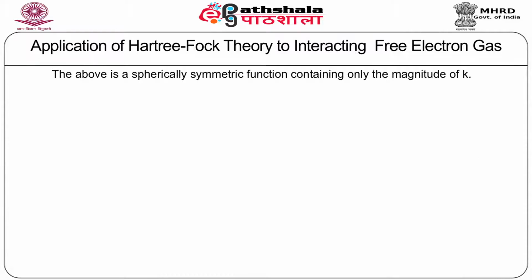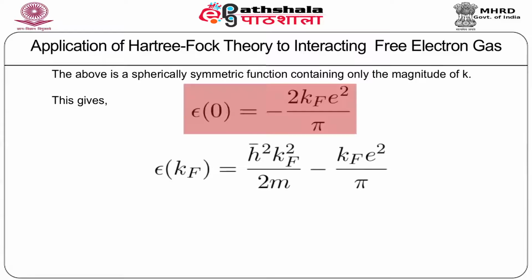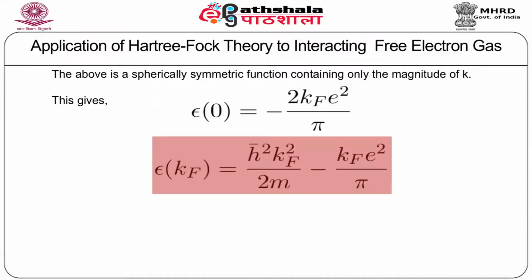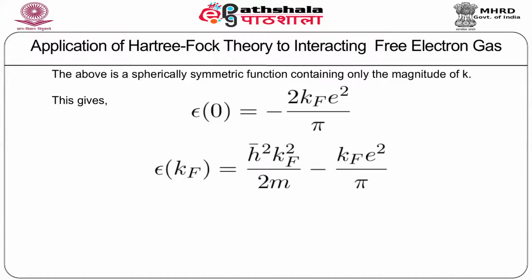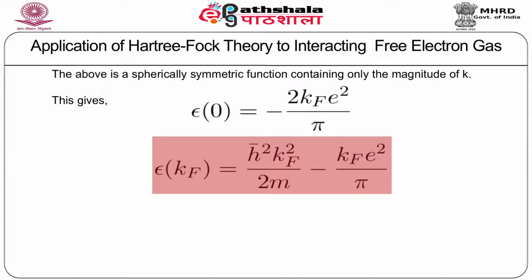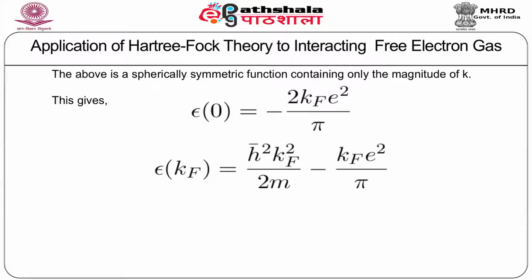We note that the expression in the previous slide is a spherically symmetric function containing only the magnitude of k. This gives the expression for k equal to 0, which we call epsilon of 0, minus 2kf square by pi. And the expression of this energy setting k equal to kf, that's at Fermi wave vector, is given by h cut square kf square by 2m minus kf square by pi. The difference of these two gives the estimate of the bandwidth.